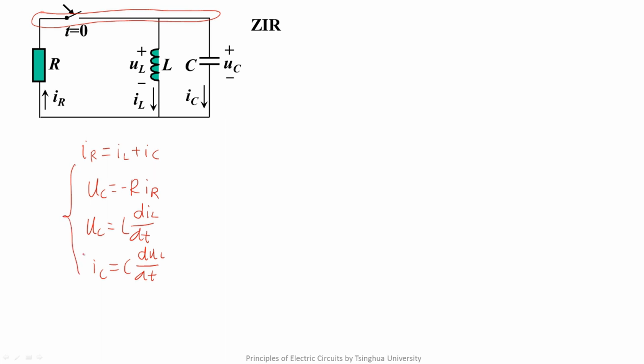We can deduce the second-order ODE with any branch variable using these four simultaneous equations. For example, the derived equation with IL is d squared IL over dt squared plus 1 over RC times dIL over dt plus 1 over LC times IL equals 0.